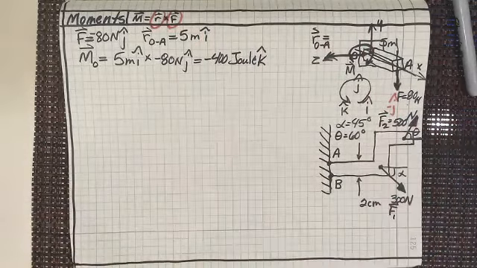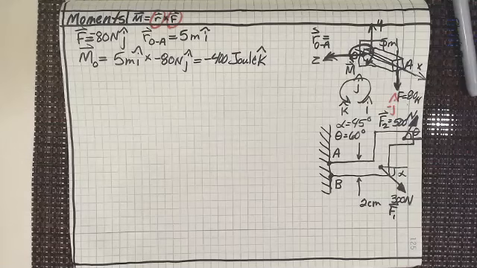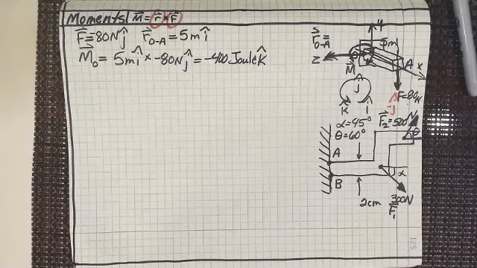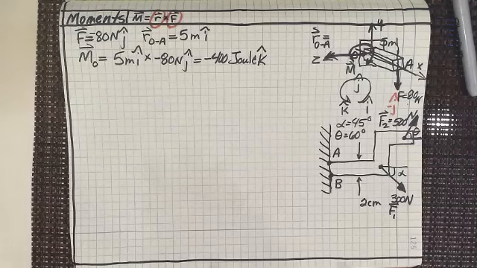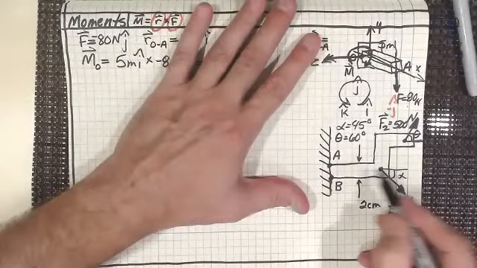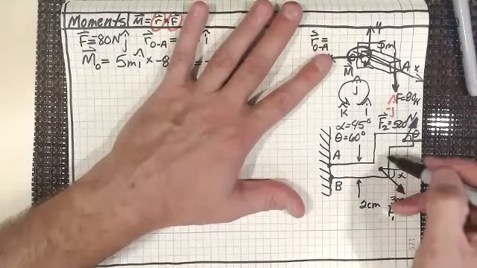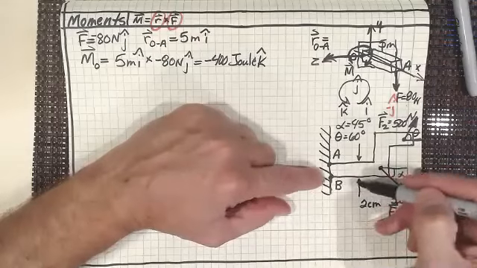So we've got F1 and F2. We have to figure out what the components of F1 and F2 are, right? Because we're going to have to cross multiply those with the distance too. Now I haven't given you all the distances. I've only given you that as 2 centimeters.